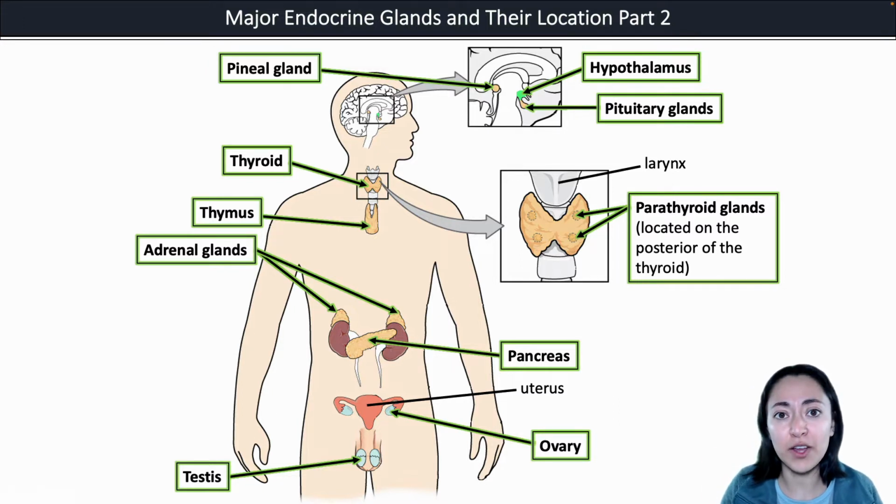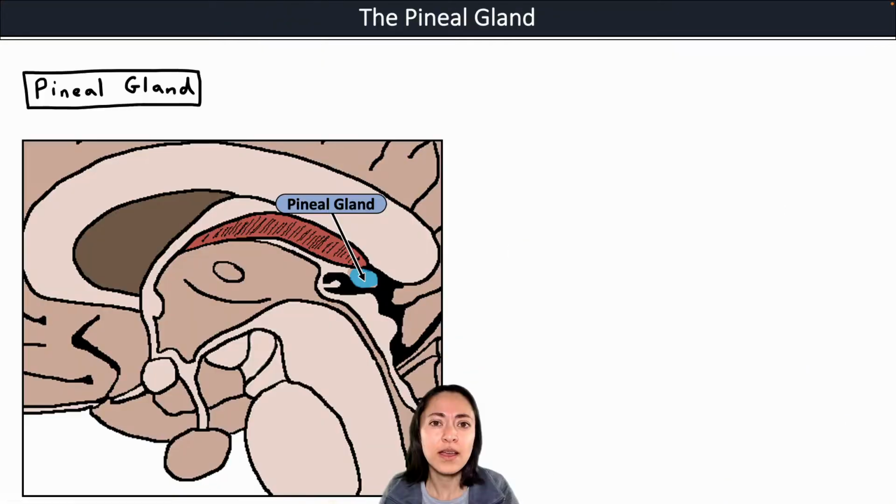In this video, we'll be covering the pineal gland, thyroid gland, as well as parathyroid glands, the thymus, adrenal glands, pancreas, ovaries, and testes. Let's start off by looking at the pineal gland.